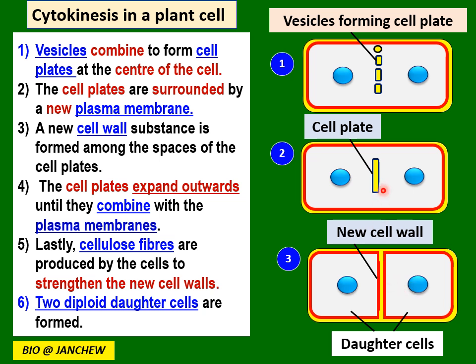Okay, a summary. Vesicles combine to form the cell plates. Vesicles are like bags that contain substances inside, small bags or sacs that contain the substances inside. And then vesicles combine to form cell plates surrounded by a new plasma membrane, and then the cell plates expand outwards until they combine with the plasma membrane. Cellulose fibers are produced to strengthen the new cell walls here. Two diploid daughter cells are formed.